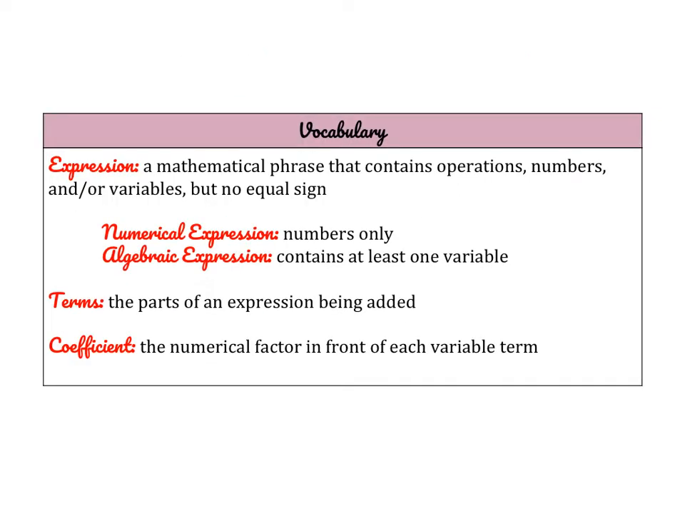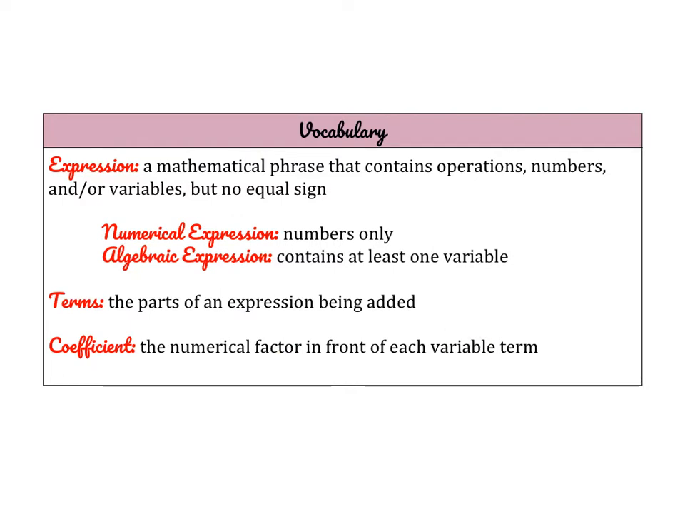All right, so some vocabulary that you're going to hear in today's lesson. First is an expression. So an expression is a mathematical phrase that contains operations such as plus, minus, multiply, divide, numbers and/or variables, but no equal sign. So that's the big difference between an expression and an equation. A numerical expression is an expression with numbers only, and an algebraic expression is an expression that contains at least one variable. Terms are the parts of an expression that are being added together, and a coefficient is the numerical factor that's in front of each variable term.